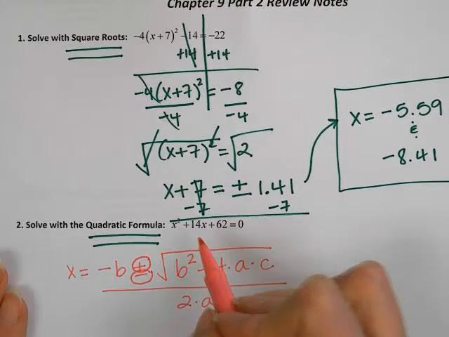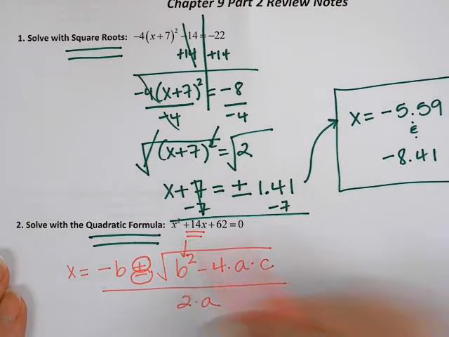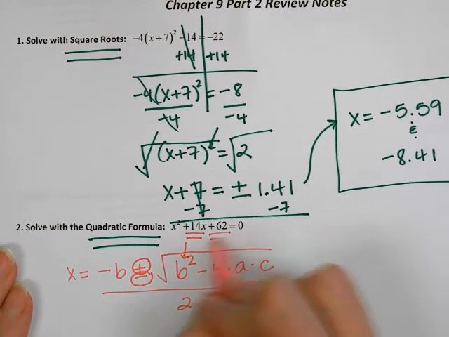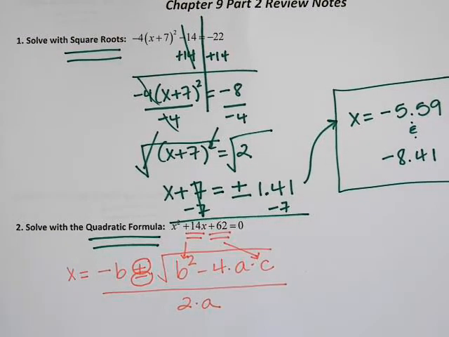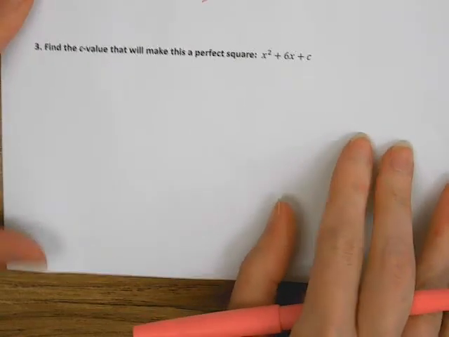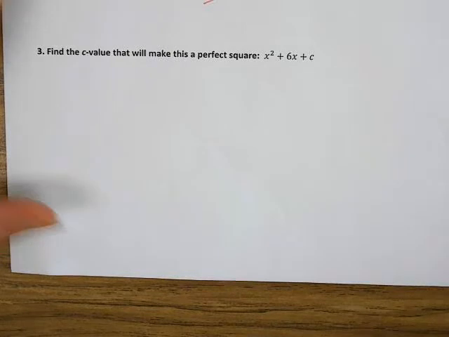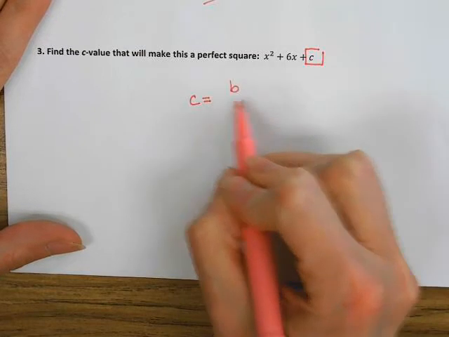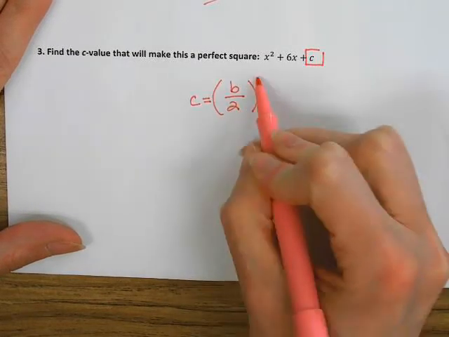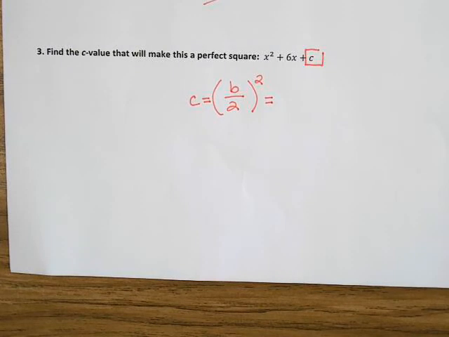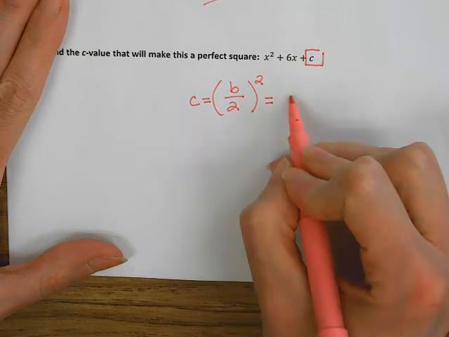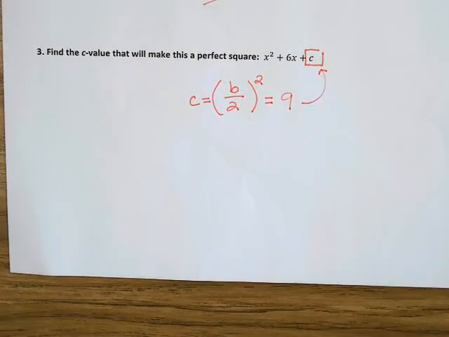Another reminder, if your b is negative, make sure you put it in parentheses when you square it. And if c is negative, make sure you put it in for c. All right, completing the square. Find c that makes this a perfect square. So to find c, remember there's a formula. It's b divided by 2 squared. So what's 6 divided by 2? That's 3, and 3 squared is 9. So c would be 9.